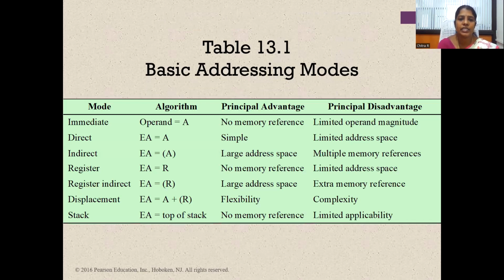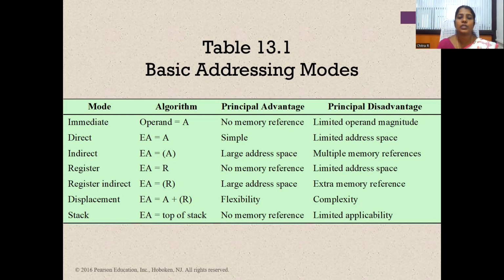Immediate addressing, operand is directly given, and here no need for any memory references. That is the main advantage of the immediate addressing mode. In the direct addressing mode, only one memory access is required. Limited address space is there. And the effective address EA can be calculated. That is, the effective address is equal to the address given in the instruction itself.